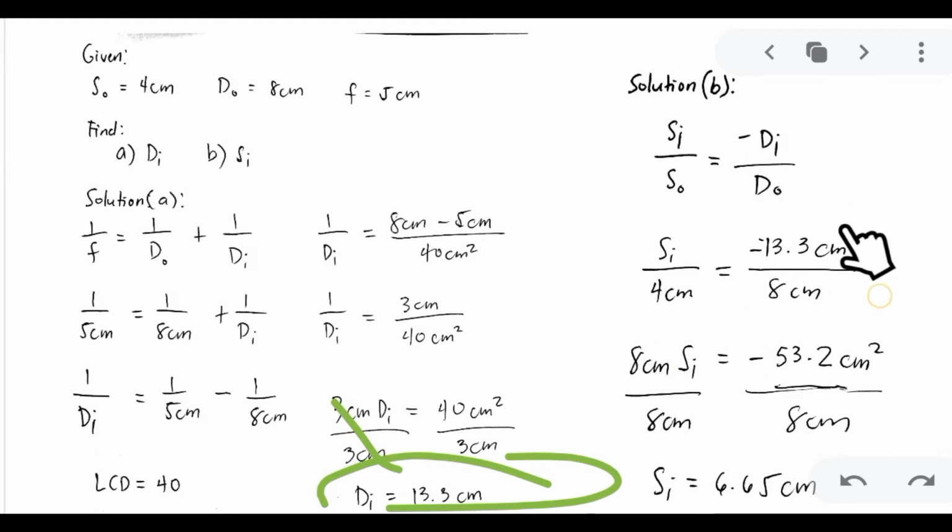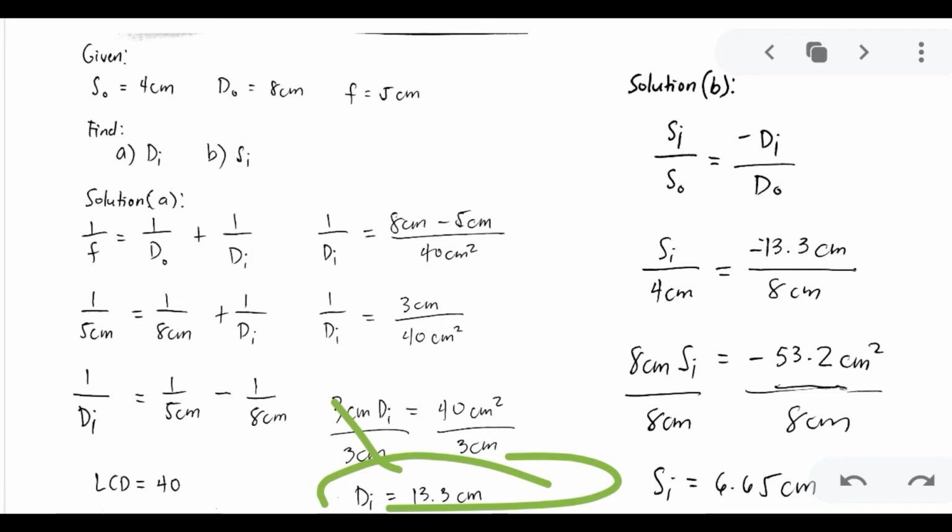And then you will have here S sub I, then substitute the value of your size of the object, which is 4 cm, equals to the negative, times the value of your distance of the image, which is 13.3 cm, and then over the distance of the object, which is 8 cm. Then cross multiply so that you can have the S sub I, or size of the image, which will yield the value for that.